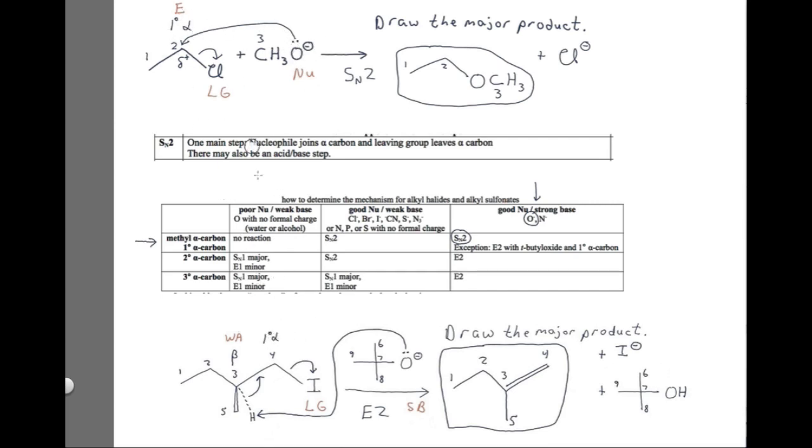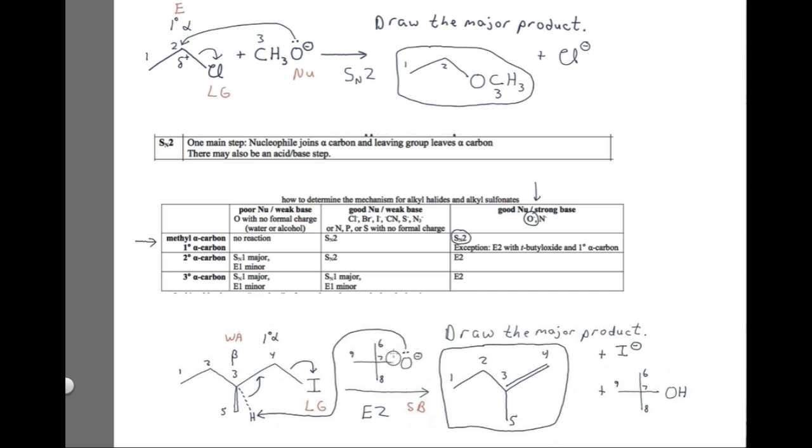If they both have O minus and they both have a primary alpha carbon, why did they give us different mechanisms? Why was the mechanism here SN2, but the mechanism here E2? Well, because remember that the table tells us that the mechanism for this cell is usually SN2, but there's an exception. The mechanism for this cell is E2 when you use tert butyl oxide and a primary alpha carbon. Well, in this case, we did use tert butyl oxide.